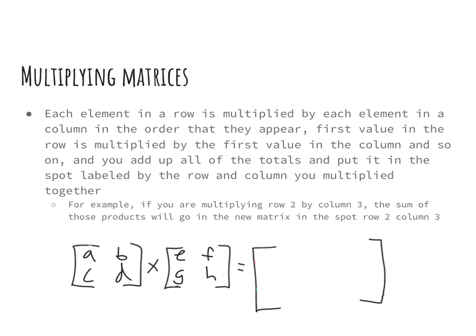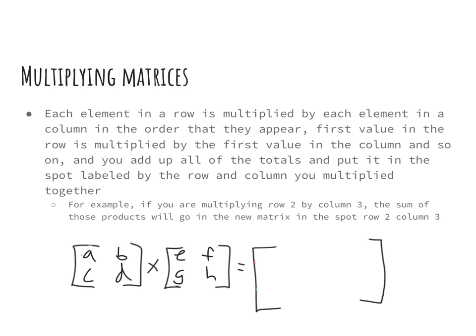So here's how we multiply matrices together. Each element in a row of the first matrix is multiplied by each element in the column of the second matrix in the order that they appear. The first value in the row is multiplied by the first value in the column, second by second, third by third, and so on until you've used all of the numbers. Then we add up all those products and put that in the spot labeled by the row and column we just multiplied together. So if we were multiplying all the elements in row 2 by all of the elements in column 3, then the sum of those products will go into the new matrix in the spot row 2, column 3.